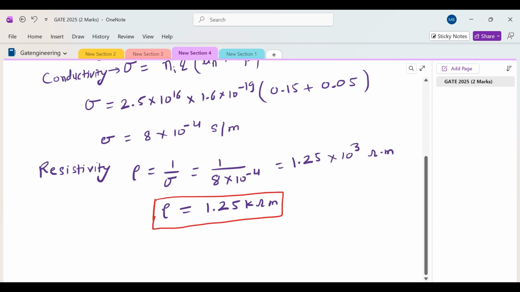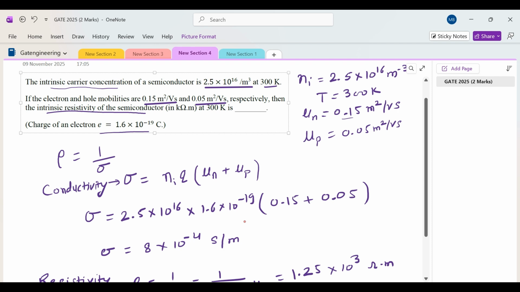So this is a very easy question, a simple formula based question. If you know the conductivity, we can easily find the resistivity, and conductivity can be calculated by using this simple formula, which is Niq into mu n plus mu p. In this, Ni is the intrinsic charge carrier concentration, q is the charge of electrons, mu n is the electron mobility, and mu p is the hole mobility.